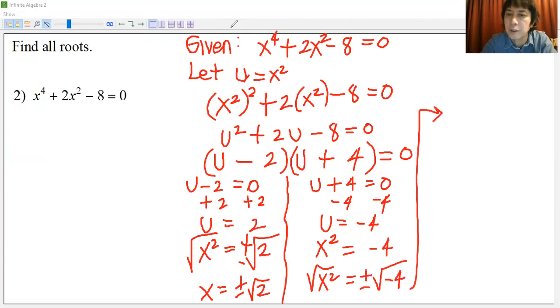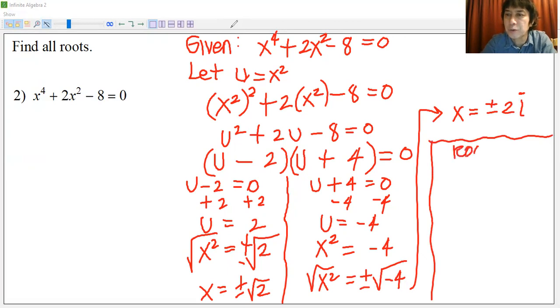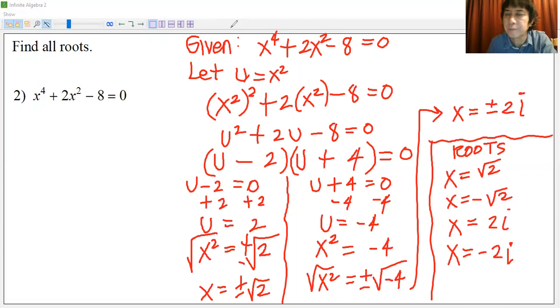All right, we continue over here. X is plus or minus 2, and we have a square root of negative 1 there, so that's i. And so these are the roots. X is square root of 2. X is negative square root of 2. X is 2i. And x is negative 2i there. Okay, so these are the answers.